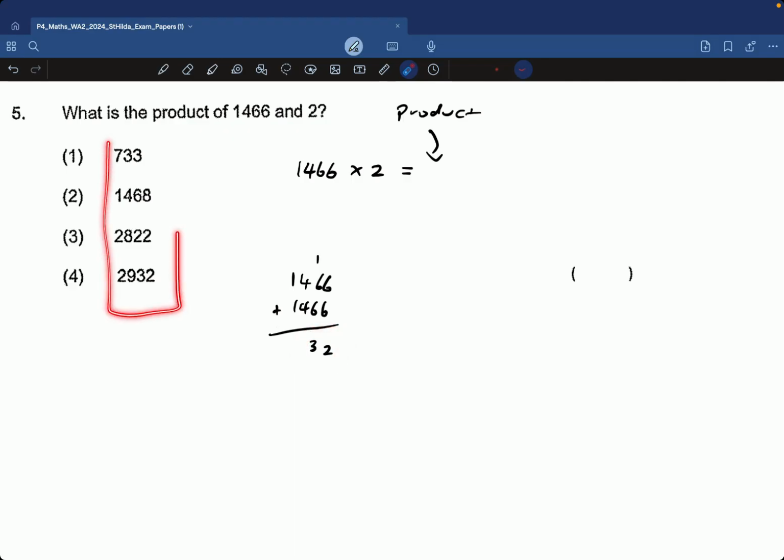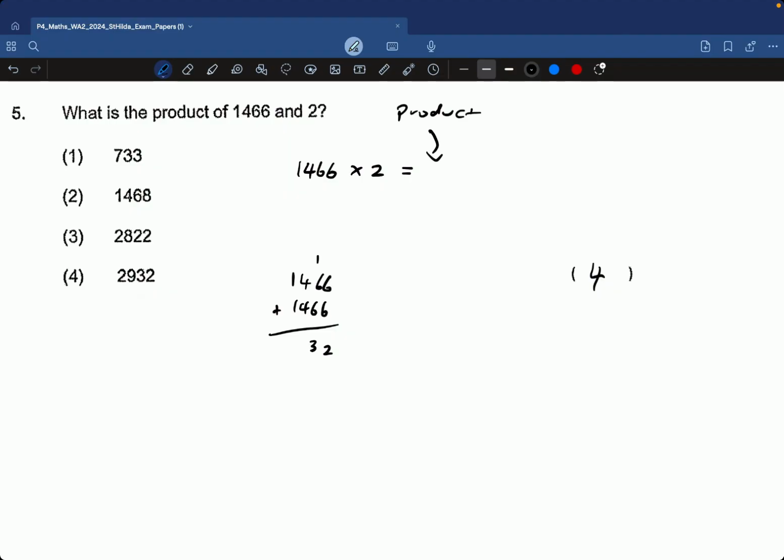Can you see if my answers over here have the last two digits as 32? If your answer is 4, then you're right. So the answer is 4. So this is a very fast way to get the correct answer.